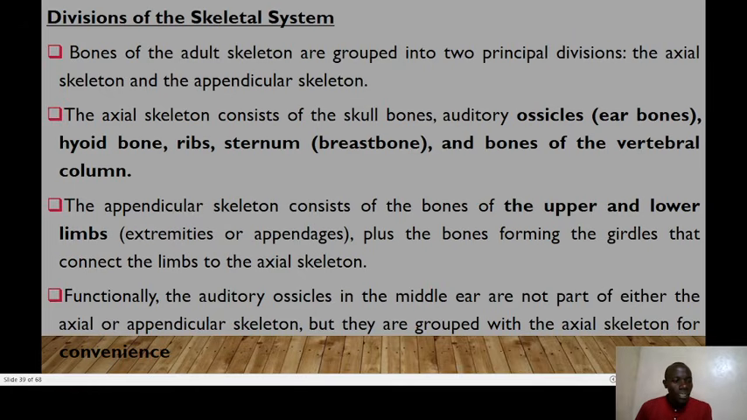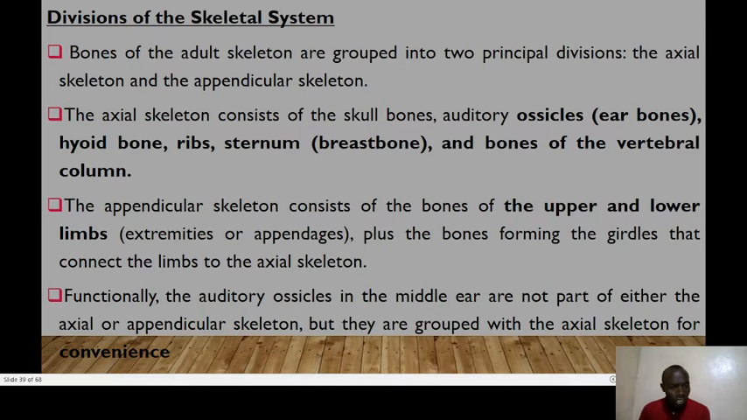From there, guys, we can look at the division of the skeletal system. Bones of the skeletal system can be grouped into two principal divisions, the axial skeleton and the appendicular skeleton. The axial skeleton consists of the skull bones, auditory ossicles, these are the ear bones, hyoid bone, ribs, sternum, and the bones of the vertebral column. The appendicular skeleton, on the other hand, consists of bones of the upper and lower extremities, the appendages, plus bones forming the girdles that connect these limbs to the axial skeleton.